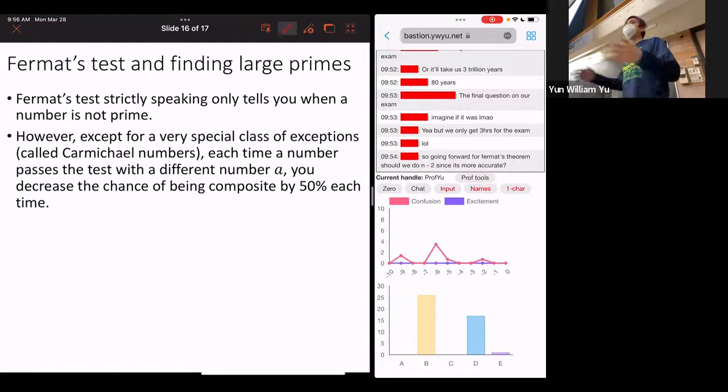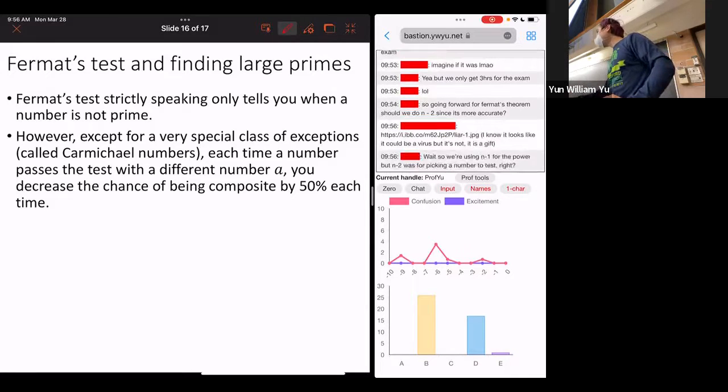You pass it twice, and you can be like, oh yeah, there's a 75% chance that you're probably actually prime. Pass it 3 times, it's more like 87% chance, and so on.